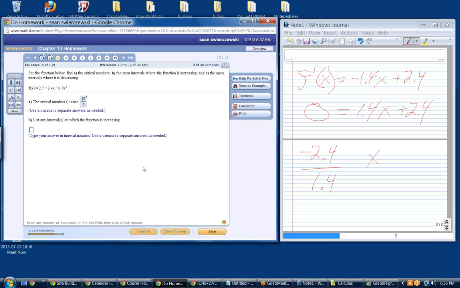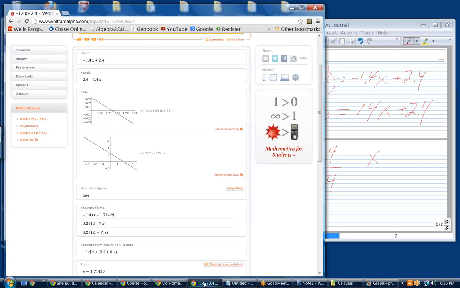So let's see, can we do a similar one? Or not yet, huh? Yeah, not yet. Okay. So list any interval on which the function is increasing. Well, if the function is increasing, what's the derivative doing? Decreasing. No, it's positive. If the function is decreasing, the derivative is negative. So we're looking at the derivative curve here. The derivative curve is positive from negative infinity to 12/7.